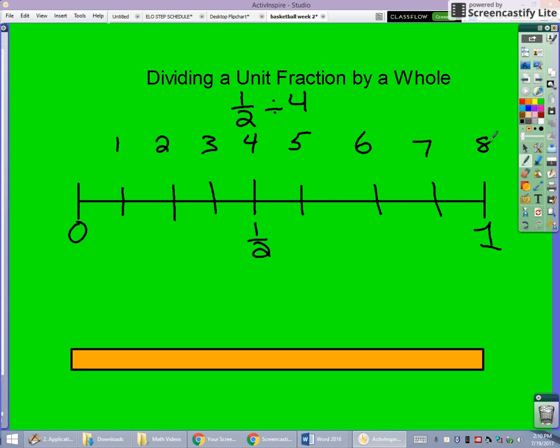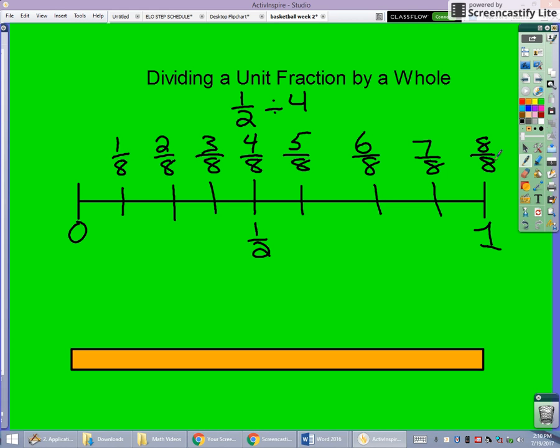Now, because I have 8 parts, that means that my whole is partitioned into eighths, and I can label them 1/8, 2/8, 3/8, 4/8, 5/8, 6/8, 7/8, and 8/8, which I know is correct because 8/8 equal 1 whole.